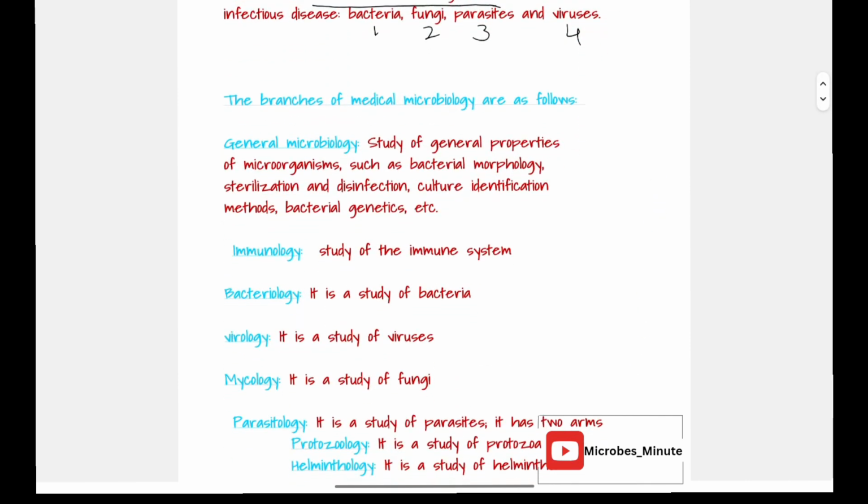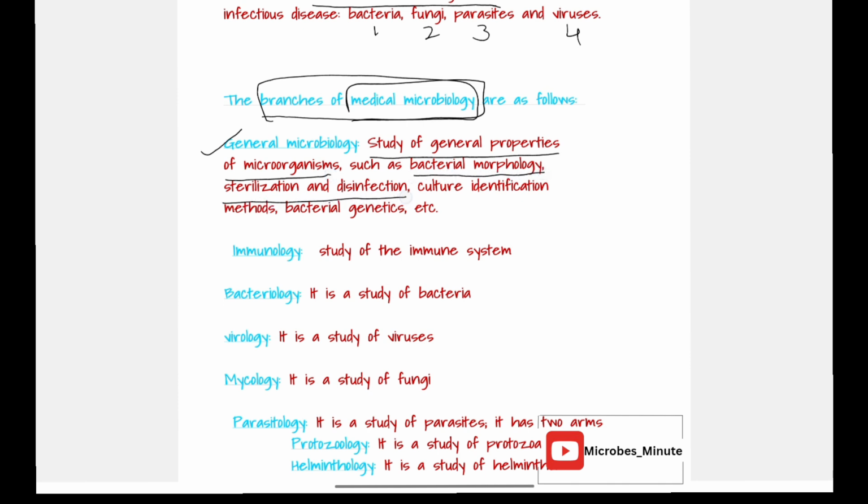Now coming to the branches of medical microbiology. What are the branches of medical microbiology? What will we be learning in medical microbiology? One is general microbiology, where we study the general properties of microorganisms such as bacterial morphology, sterilization, disinfection, culture identification methods, and bacterial genetics.